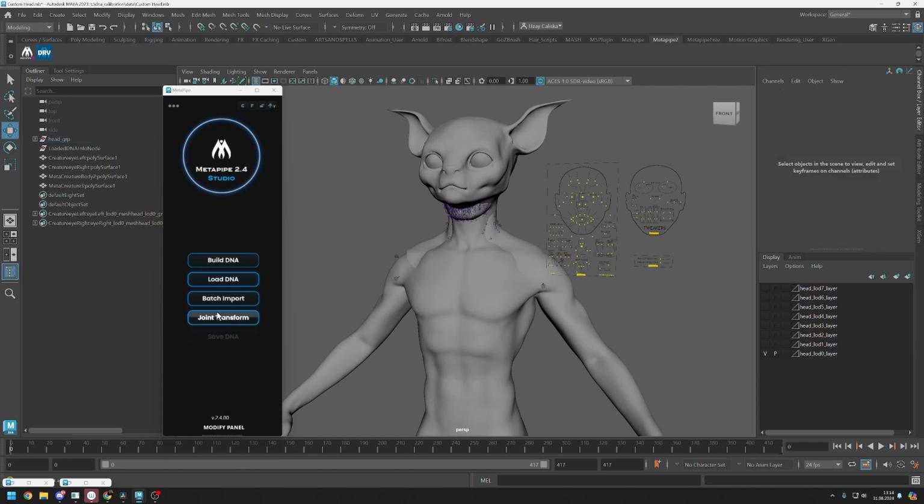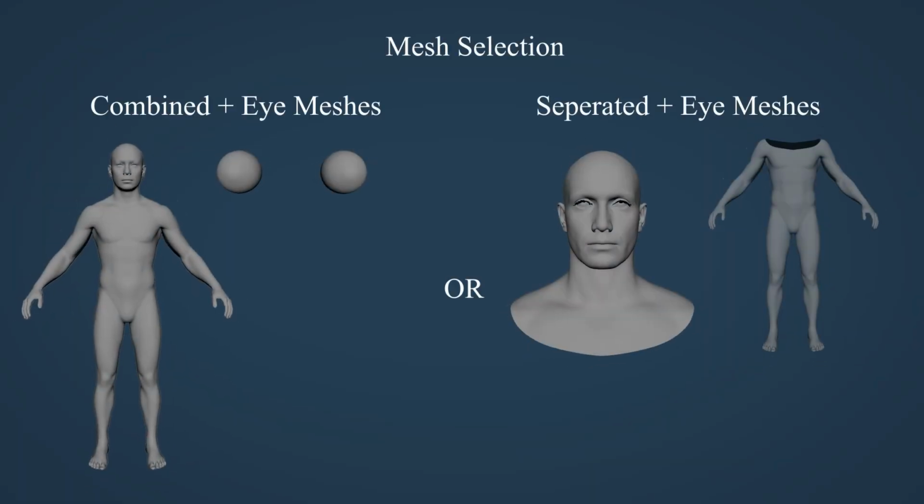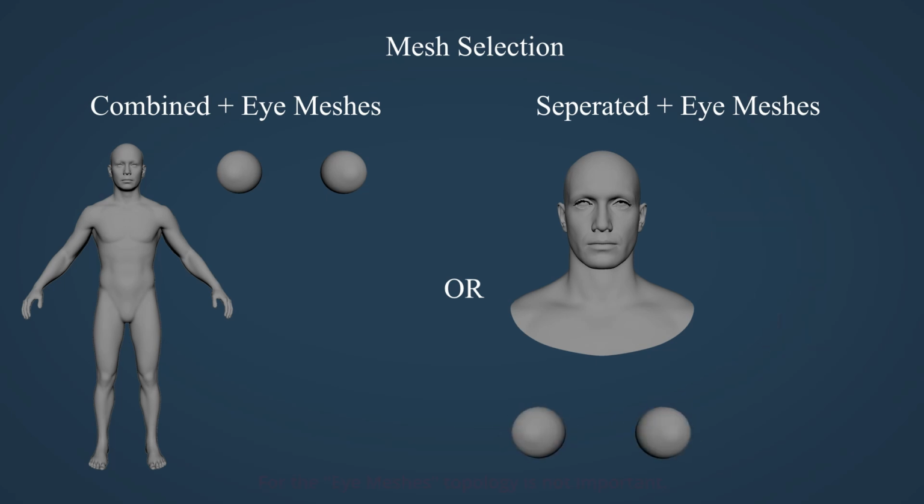To use Joint Transform function, we need a main mesh and eye meshes. For the main mesh, topology and UV should match with the original Metahuman meshes. You can either use combined shape or separated ones. If you want use body mesh, then you may not add the body shape to the selection. For the eye meshes, topology is not important. You can add any two spherical object to the selection or add them separately.